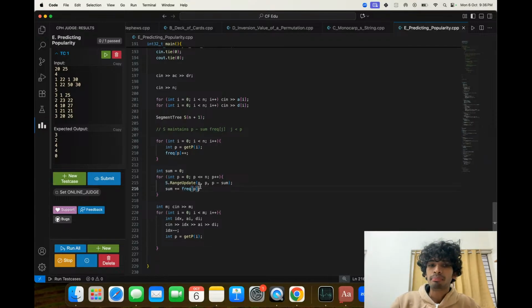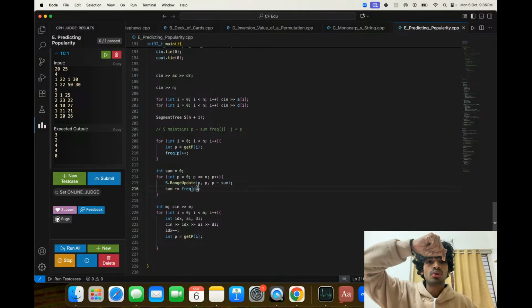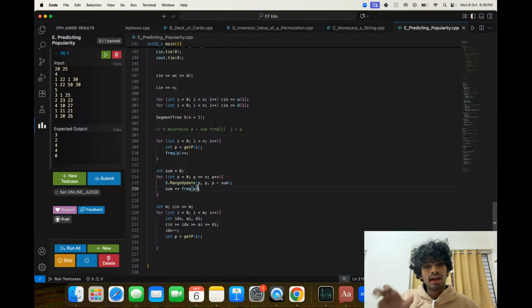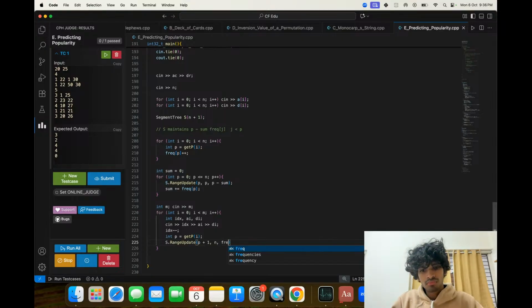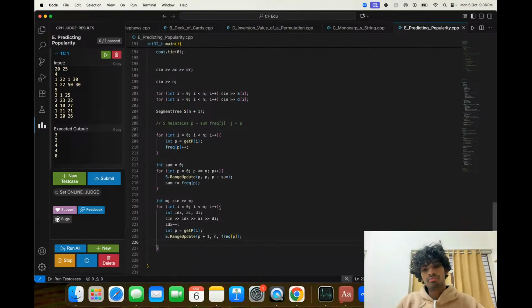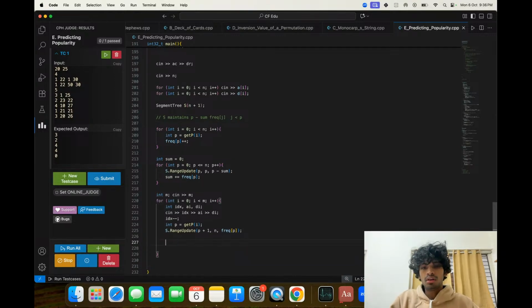So frequency of P has been subtracted from all these things, right? So now I will add it to that range. Okay. Frequency of P has been added. Now I will update frequency of P. Okay.